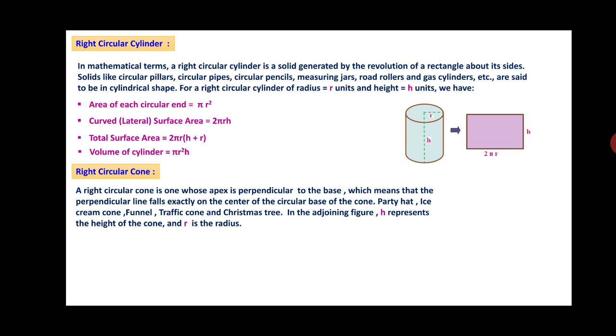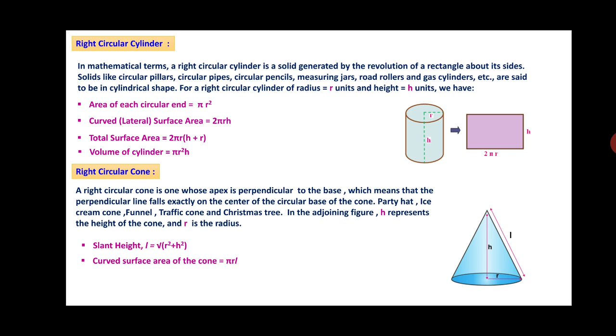In the adjoining figure, h represents the height of the cone and r is the radius of the base. Slant height L is equal to under root r square plus h square. Curved surface area of the cone is pi r L. The total surface area of the cone is pi r into bracket L plus r and volume of the cone V is equal to 1/3 pi r square h.